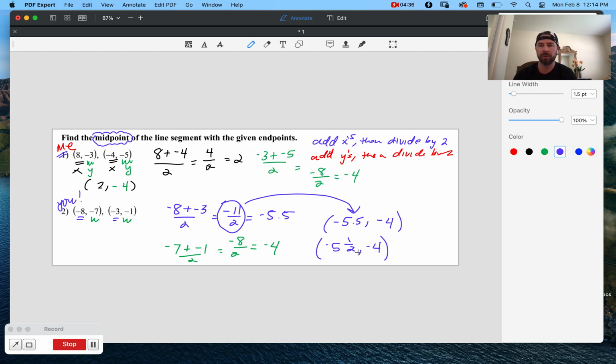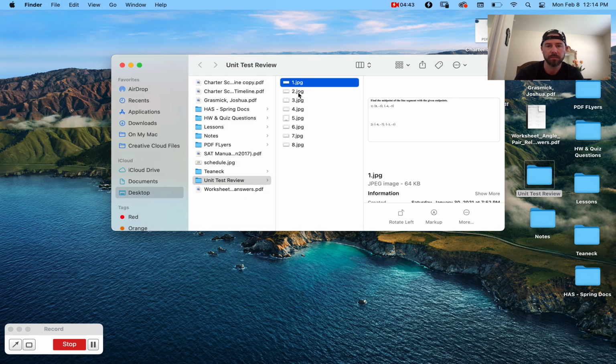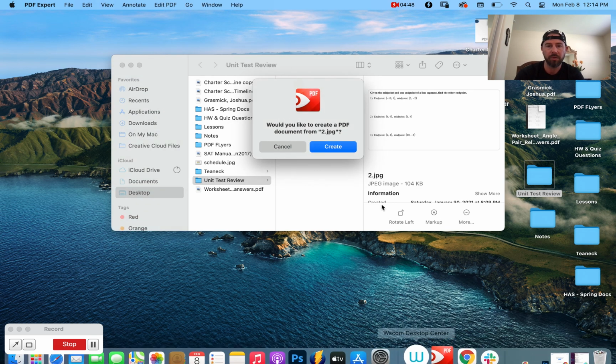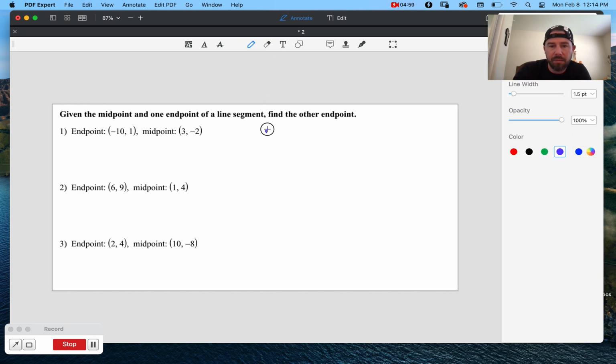Okay, so hopefully that helps you with the first couple of questions on the quiz. Let's move to part 2. You can see there's 8 here. I know it's a lot. I'm going to have to go through them all. Okay, so let's take a peek at this. Now, what's different here is that we have an endpoint and we have a midpoint, and they want us to find the other endpoint. See? Find the other endpoint.